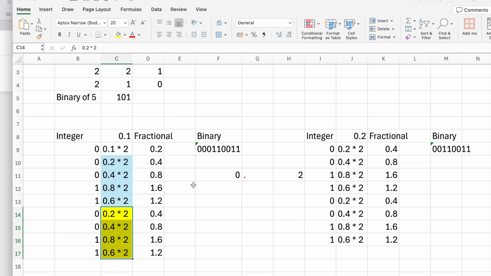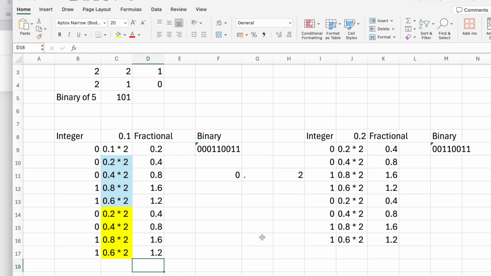So the binary of 0.1 is something like this: 0 0 0 1 1 0 0 1 1. Of course there will be a point beforehand. So point triple zero 1 1, double 0 1 1, again double 0 1 1. It will keep going on, it will be repeated. We can never actually get 0 on the right hand side of the decimal here. So there is a limit to how long you can go, and there the computer makes an approximation depending upon the memory of the computer.